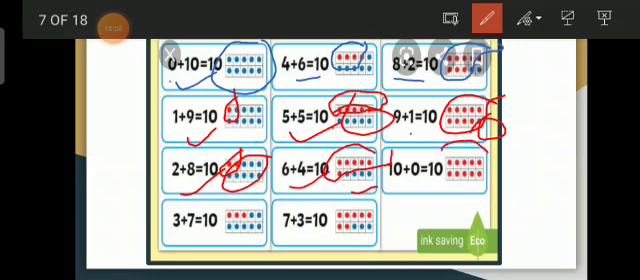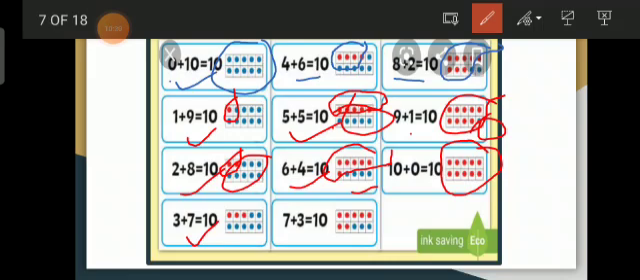Now look at here. We don't have any blue circle. We have only the 10 red. That's why we will write it down 10 plus 0. 0 is for the blue circle. So there is no blue circle. That's why we will write it down 0 over here. So 10 plus 0 gives us the answer 10. Okay, move to the next one.